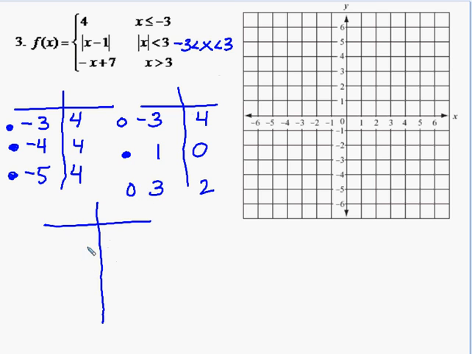So we want all the values of x that are greater than 3. So 3, 4, and 5. Then we plug these in. So we got -3 plus 7 gives us 4. -4 plus 7 gives us 3. And -5 plus 7 gives us 2. So we want all the values that are greater than 3. So an open circle, and these will all be included.